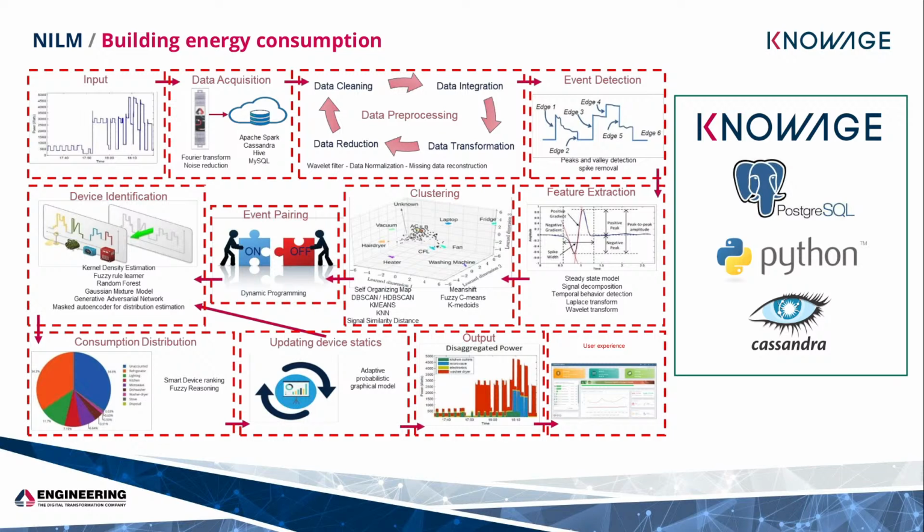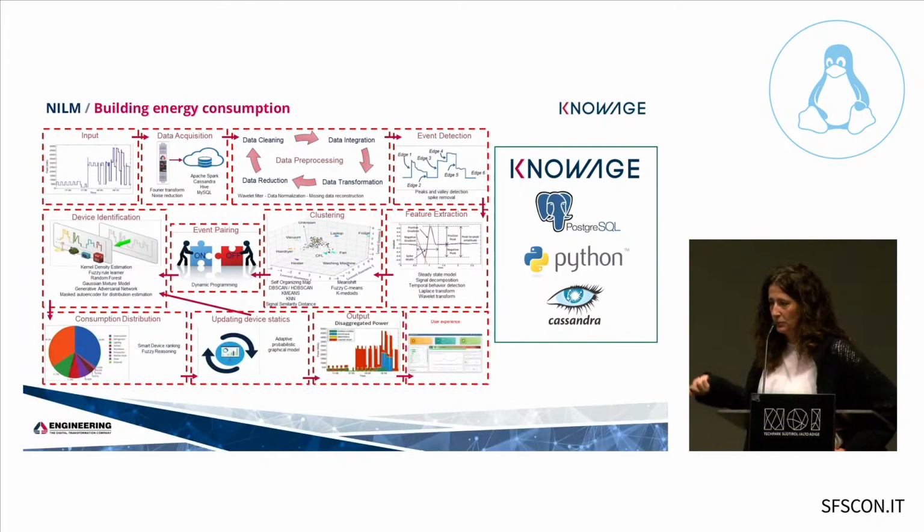to understand what the single components are that are running at the same time with different signatures, and what is the right combination that can produce this kind of energy consumption. Also here we work with open source, just open source, with Cassandra, Python, PostgreSQL, and Knowage for different ends.